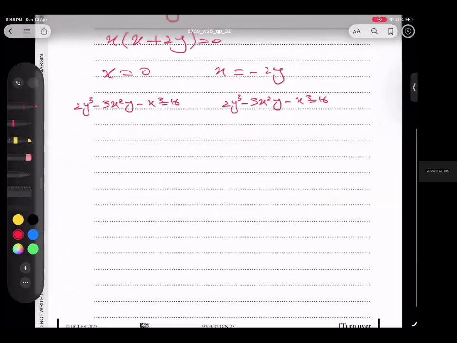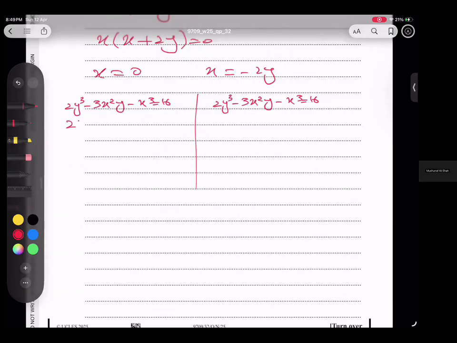Let's see now. If I plug in 0 everywhere, 2y cube, this is 0, this is 0, equal to 16. y cube is equal to 8 because 16 divided by 2 is 8. Now I think this part is clear. y cube equals 2 cube, 8 is 2 cube, and y becomes 2. So we got the answer (0, 2) as the first answer.